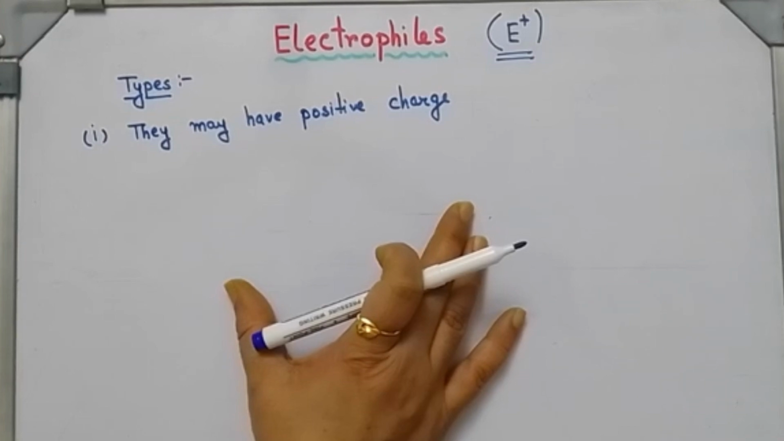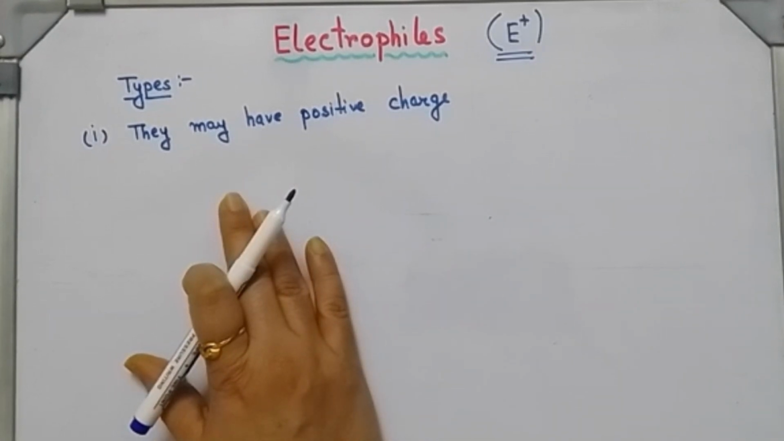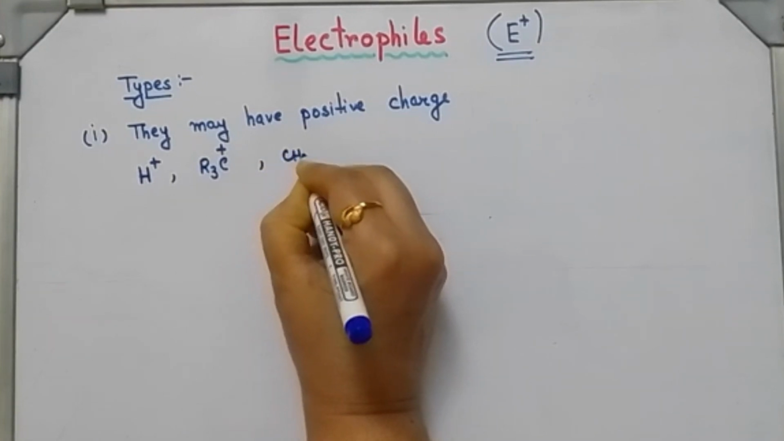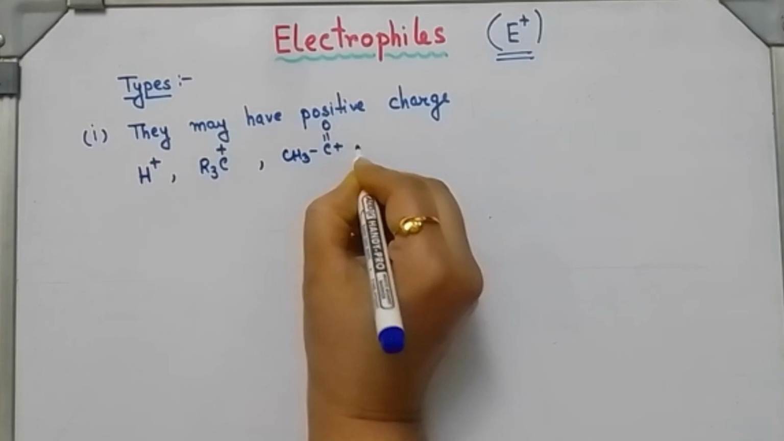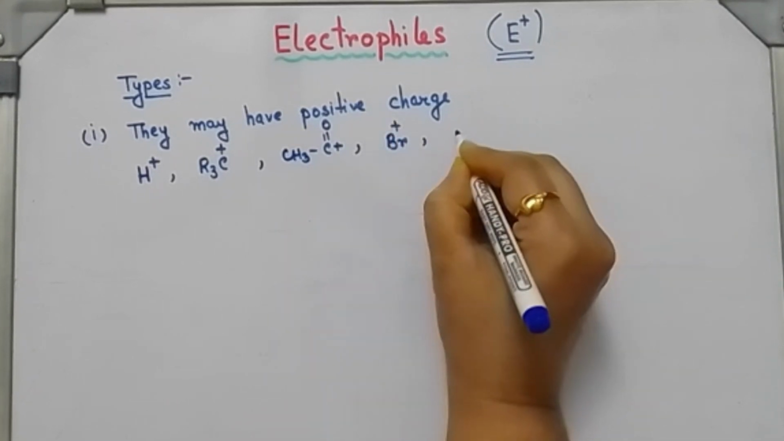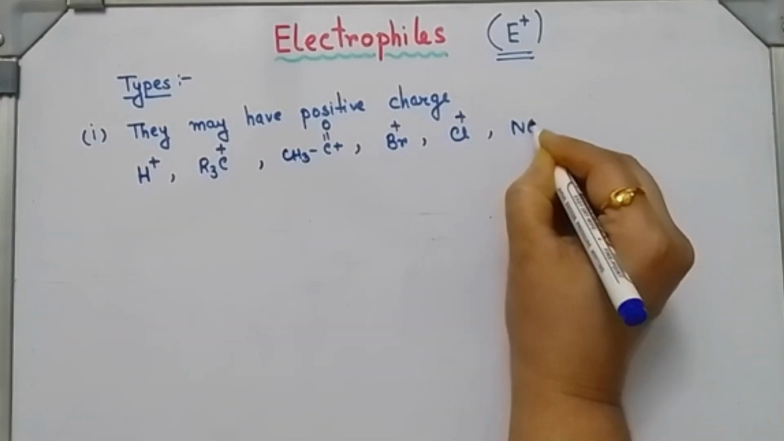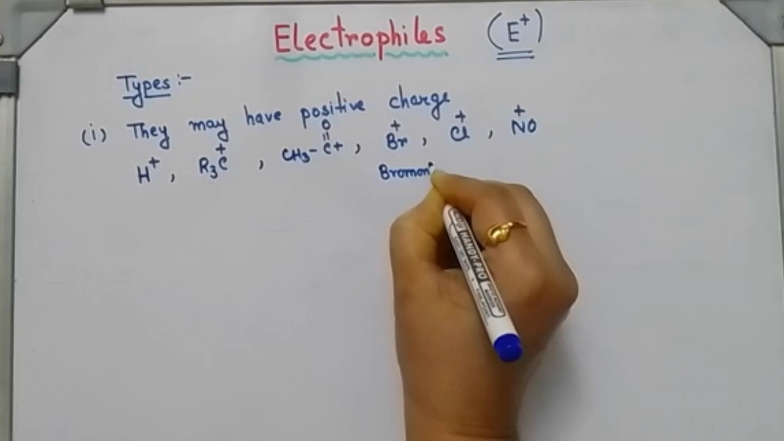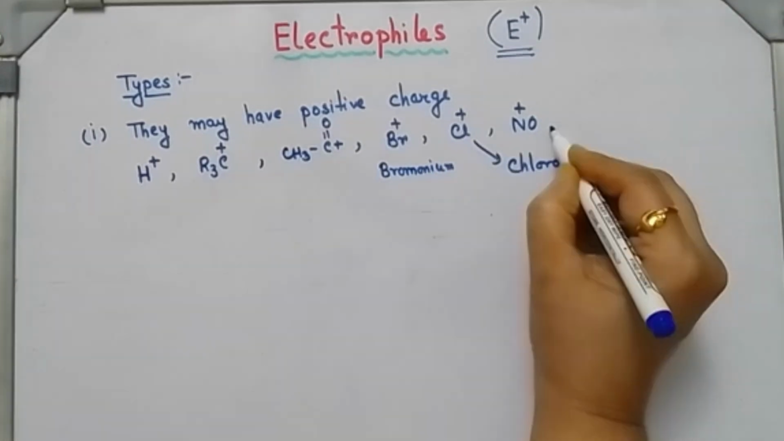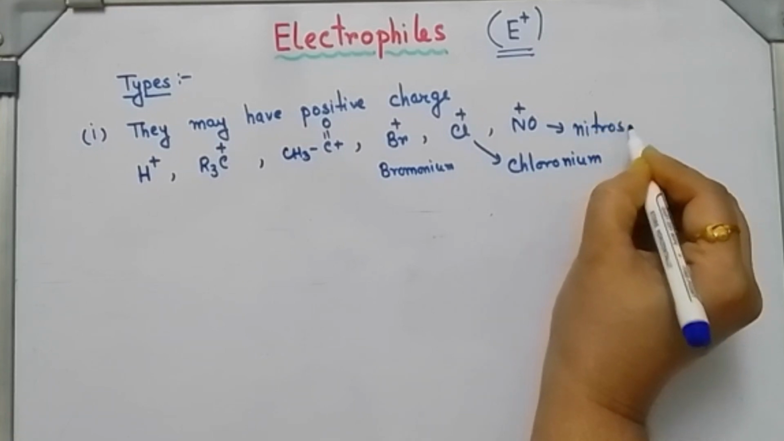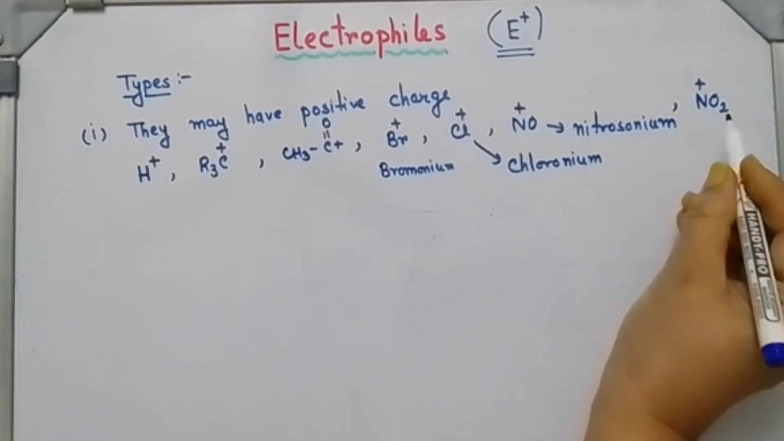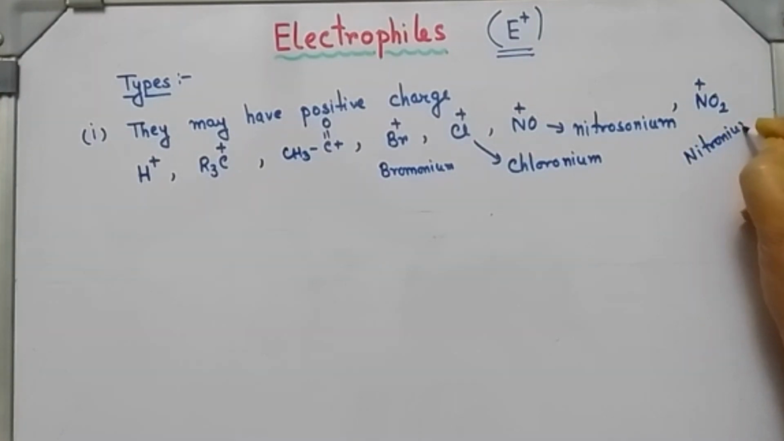Now see, electrophilic sites are of following types. Number 1, they may have positive charge. Examples: H plus, alkyl cation, CH3CO plus, Br plus, Cl plus, NO plus, nitrosonium, bromonium. This is chloronium. This is nitrosonium. Then this is nitronium. Everywhere these are having positive charge.